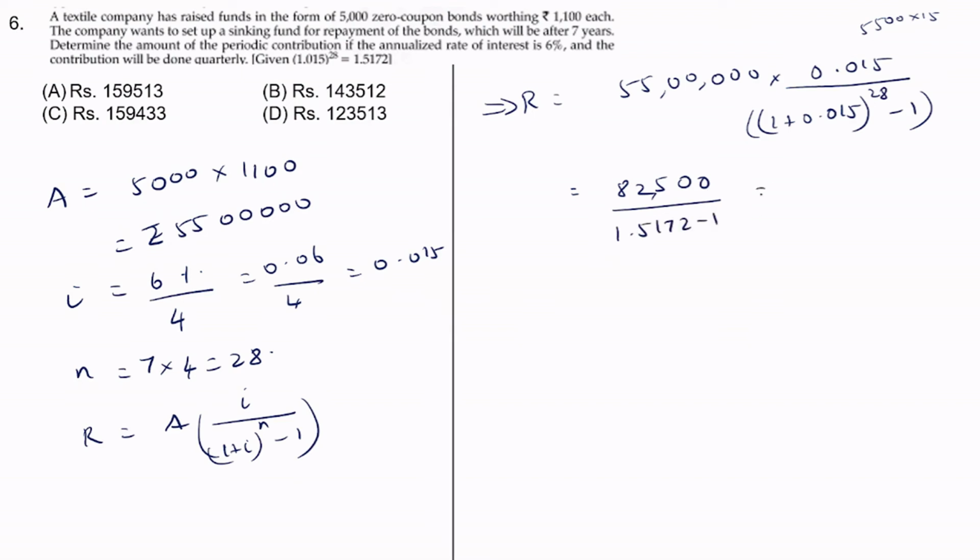1.5172 minus 1. So this is 82,500 upon 0.5172. So when we simplify this, we get it as 1,59,512.9. So the closest value to this is 1,59,513. The correct option is option A.